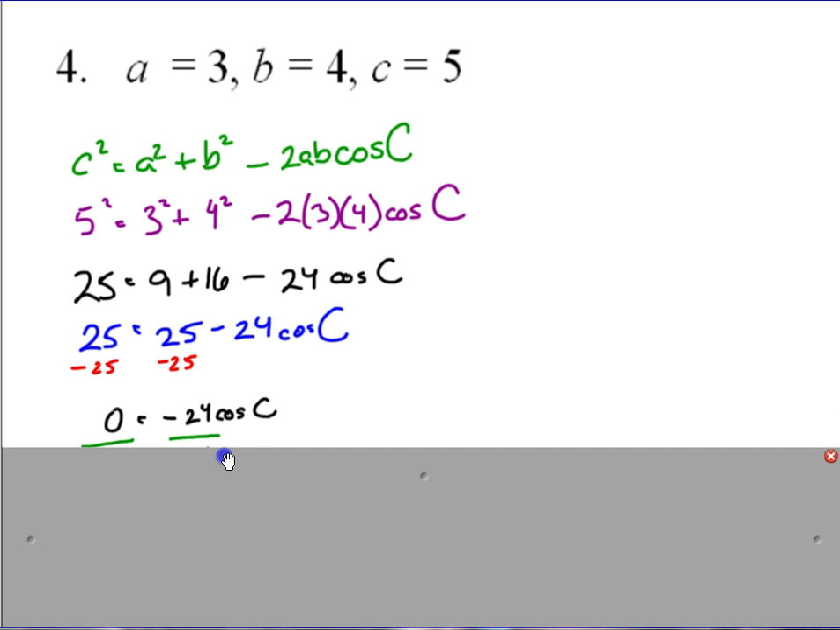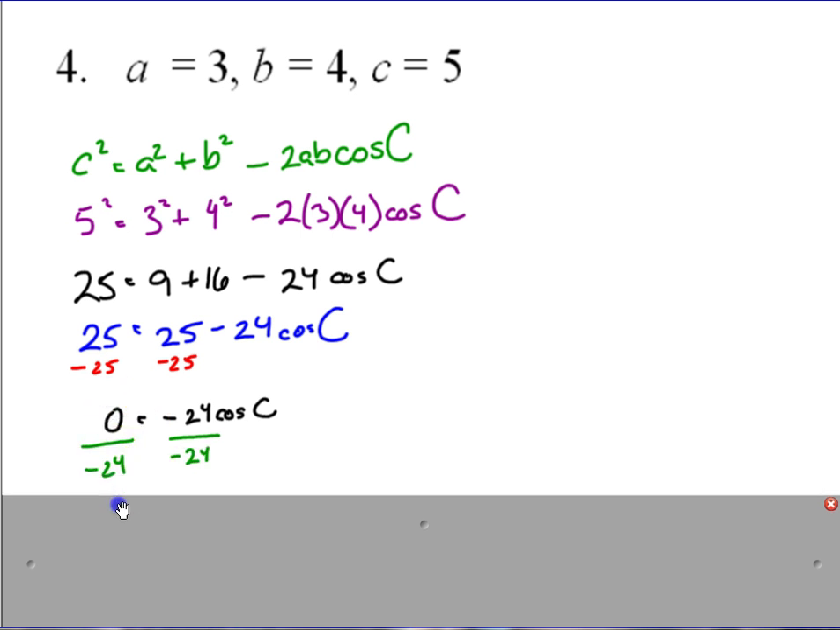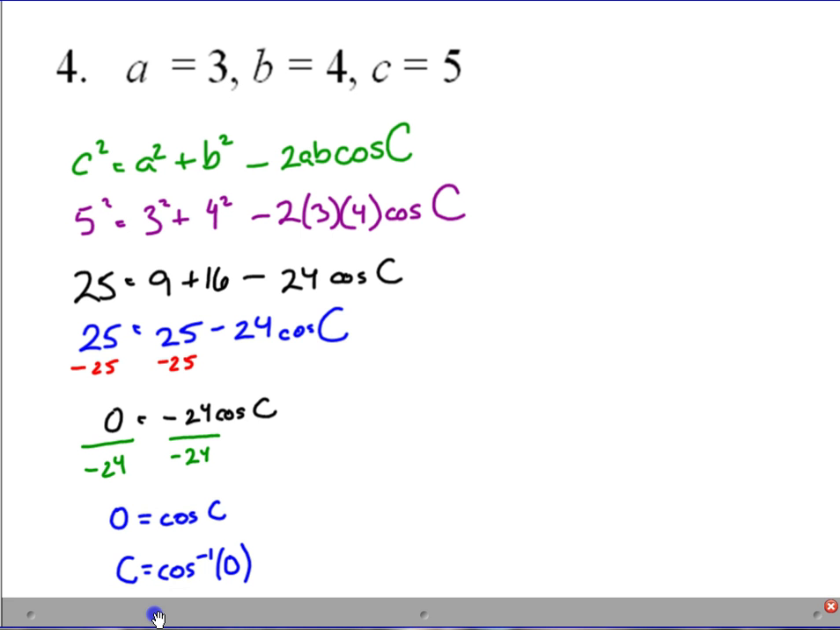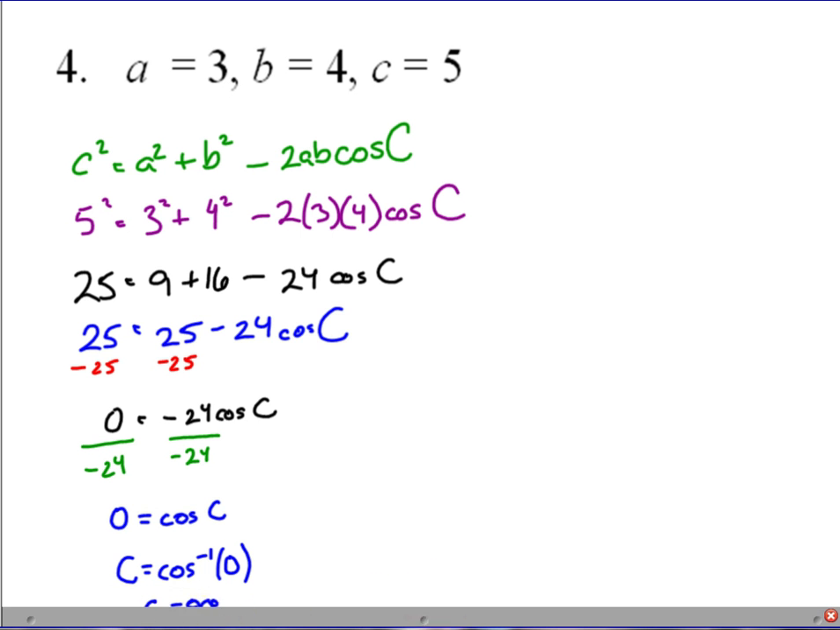So instead, we subtract the 25 from both sides, and here you get a 0 on this side. Well, that makes some folks uncomfortable, but that's not a problem. We can still divide by negative 24 on both sides, and we get 0. So again, looking for the angle, do the inverse cosine of 0, and we get 90 degrees. So, 90 degrees. That's interesting. Must be a right triangle.